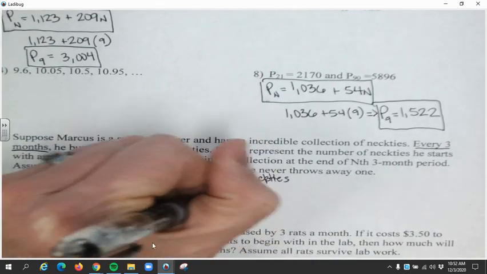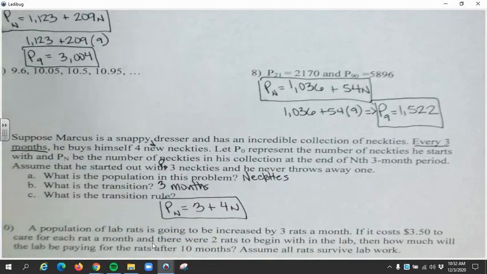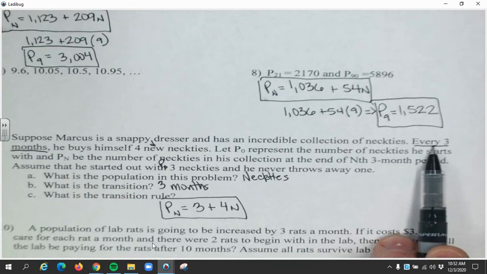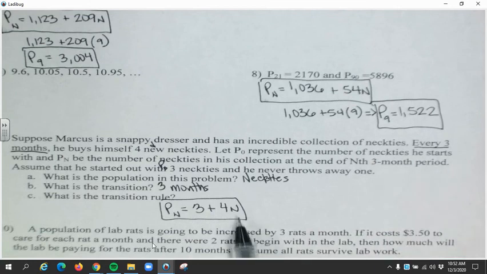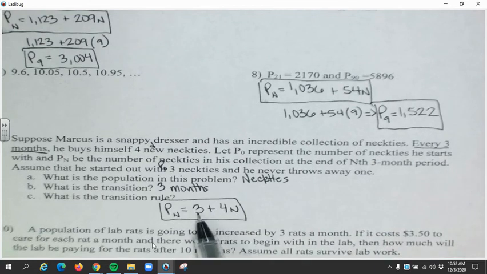You could use that formula. It doesn't ask you to, but you could use that formula if you wanted to figure out how many neckties he would have in 9 months. Well, 9 months would be 3 transitions because 9 divided by this 3 is 3. So you plug in 3 for there. 3 plus 4 times 3 would give you a final answer of how many neckties he has at the end of 9 months.